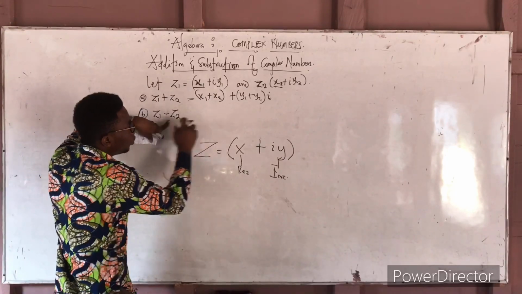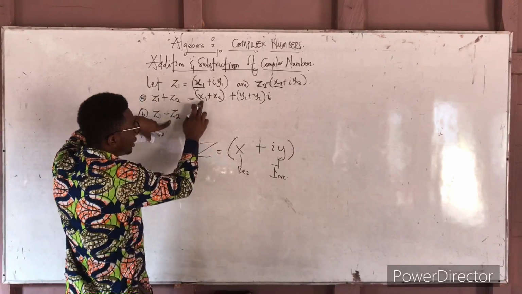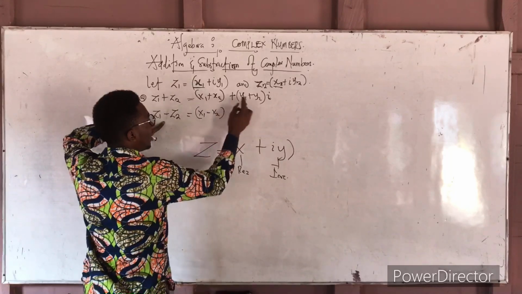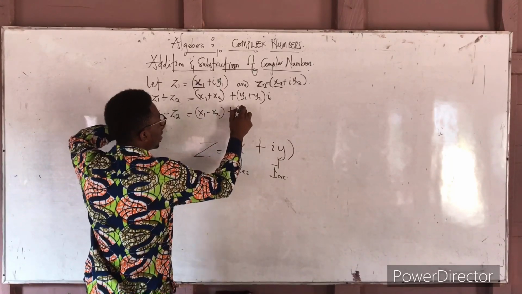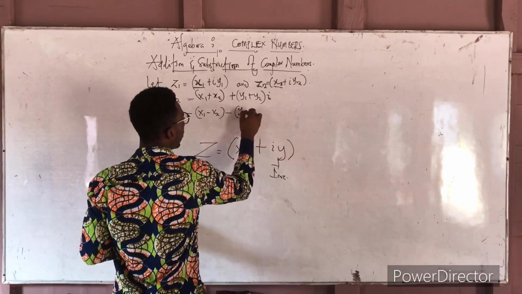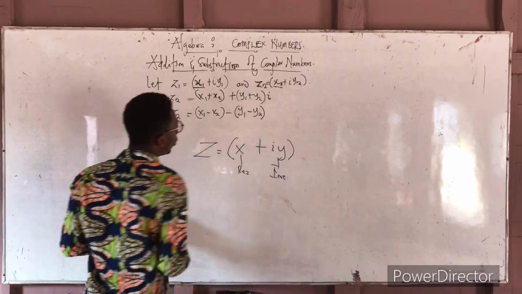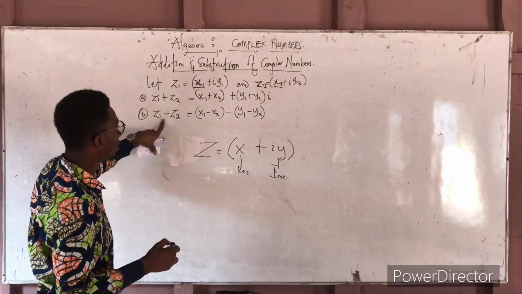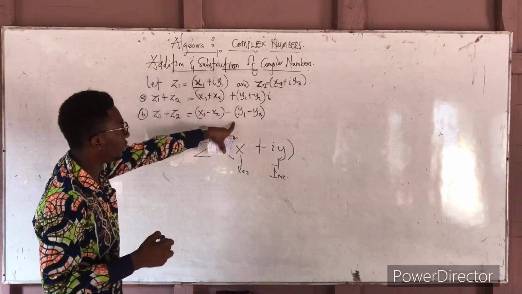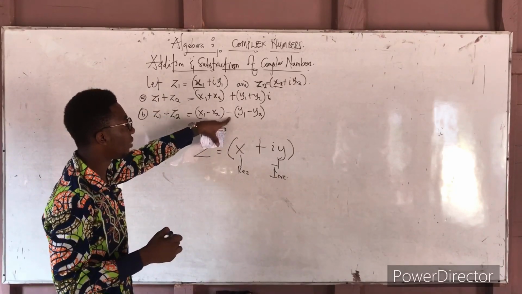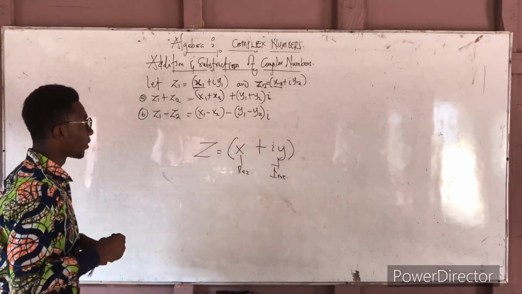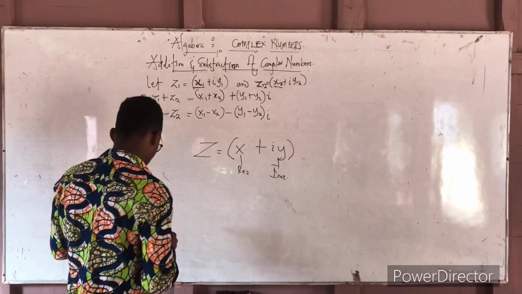Now, if you want to subtract complex numbers, you do the same thing: x1 minus x2, plus y1 minus y2, times i. So this is how we subtract complex numbers. Now if you understand this, let's take one example.